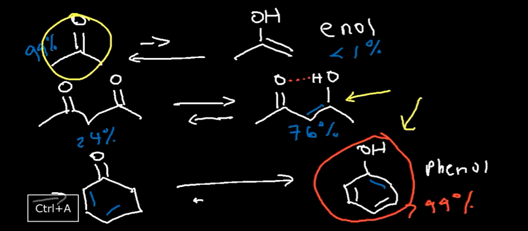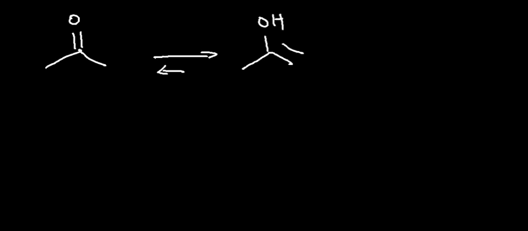But now let's talk about the mechanism for the conversion of a ketone to an enol. Under acidic conditions and under basic conditions. So let's start with H3O+. Using H3O+, take a moment and see if you can come up with a mechanism that can convert acetone into the enol that we have here.